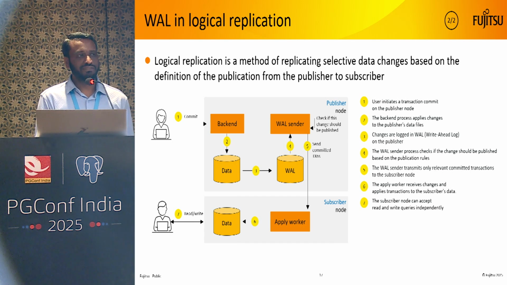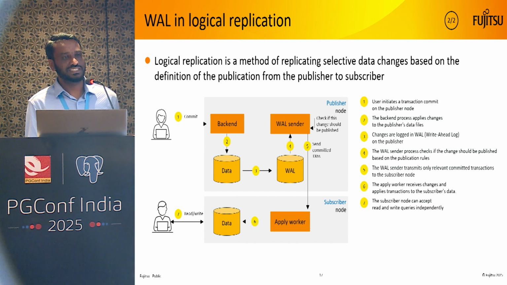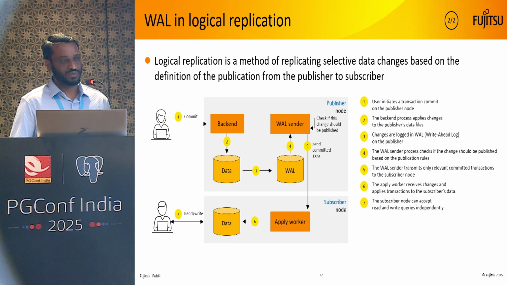Even here we use a logical replication slot in the publisher node. That's how we'll know up to what WAL position I have sent, and what WAL files should be removed.